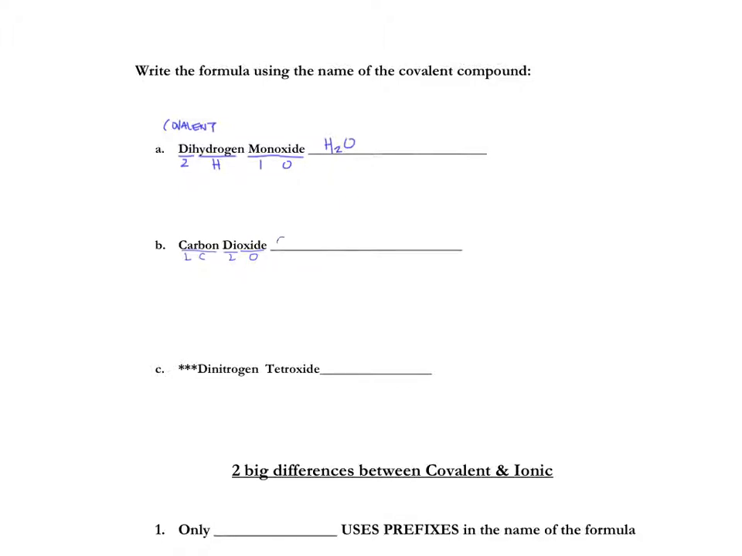So C1O2. But we don't write the 1s because the 1s are implied. So what you really end up with is CO2. Carbon dioxide.